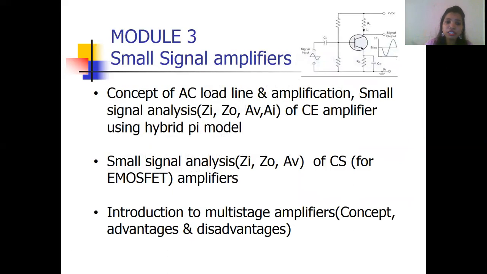In module 3, we will do the AC analysis. Means now we will apply some AC input, then we will see the effect on the output. That is called a small signal amplifier. Then we will do analysis, means we will calculate what is the input impedance, what is the output impedance, what is the voltage gain, what is the current gain for different types of configurations of BJT and MOSFET.